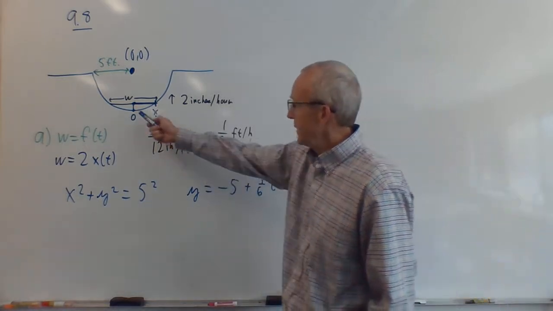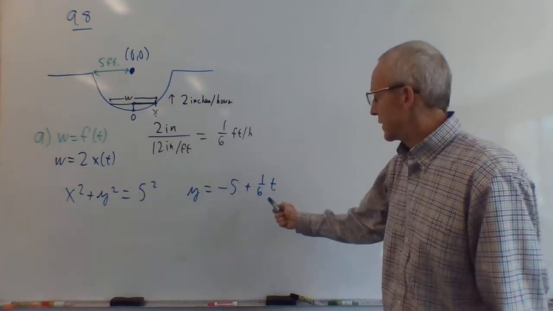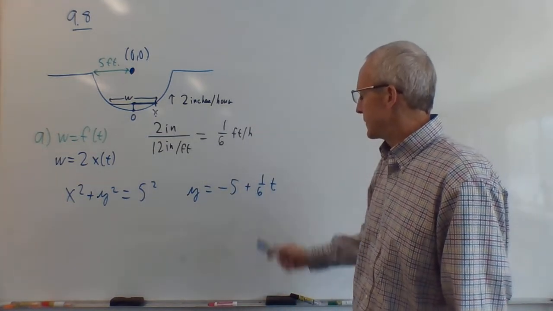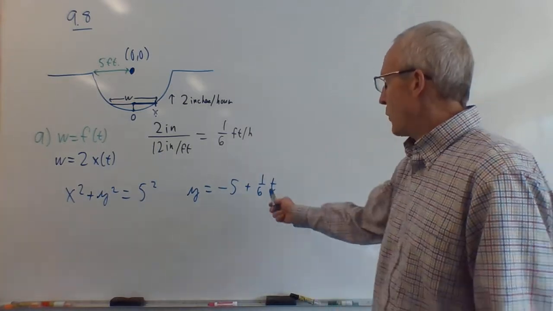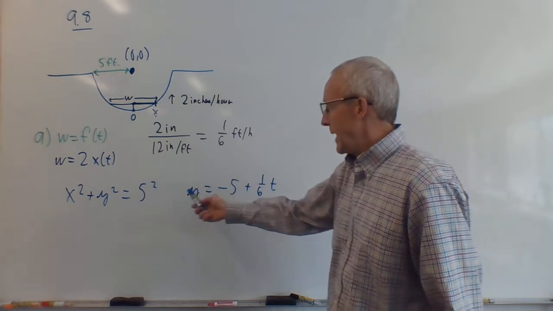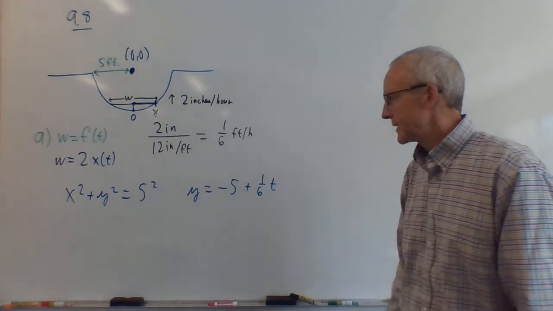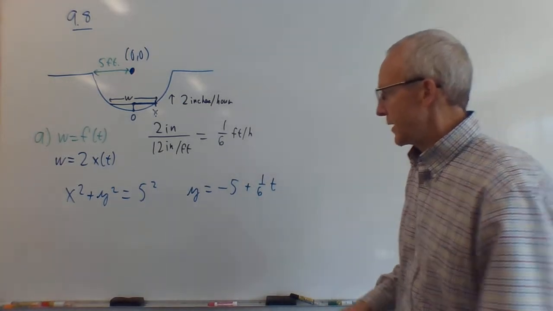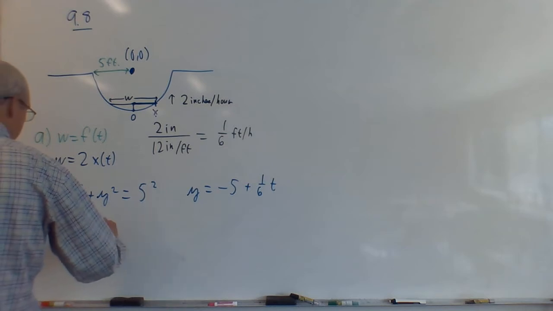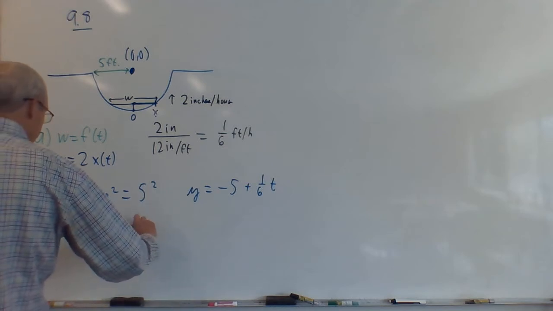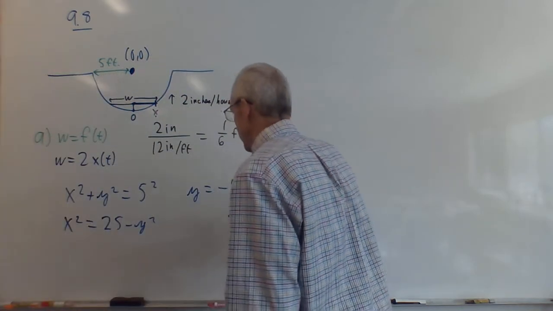It starts off at -5 down here, because that's 0. We add 1/6 feet every hour, so 1/6 feet times the number of hours. Okay, so that's one tricky part. So we know what y is, and now we just need to solve for x from this equation, and then we should be good. So let's see. Put the y squared over here. x squared is equal to 25 minus y squared. Let's figure out what y squared is here first.